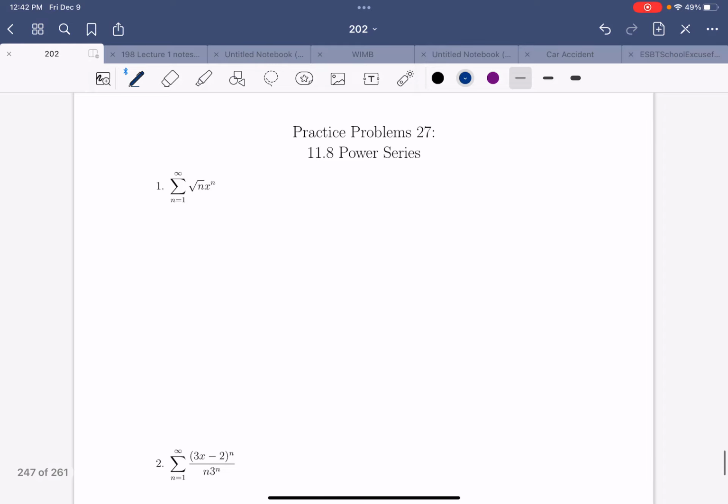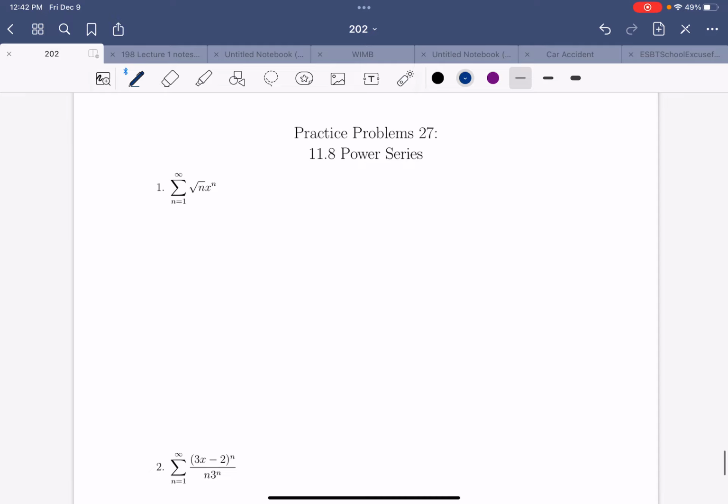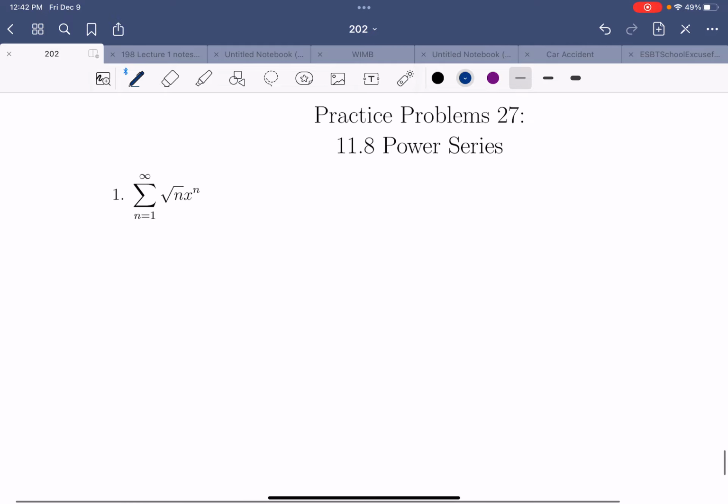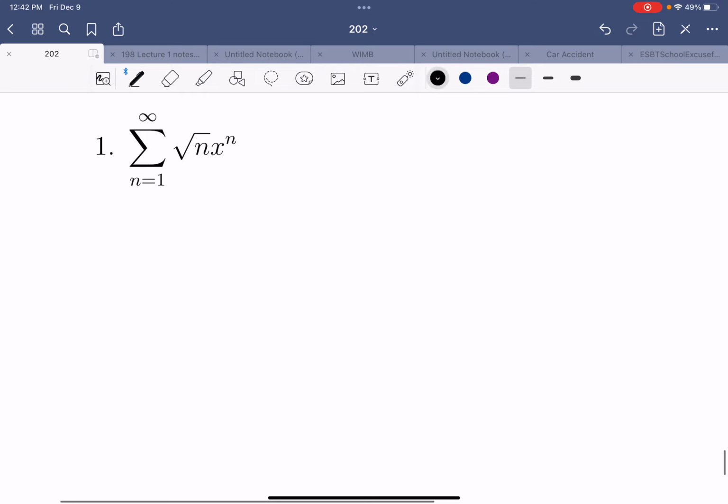Hi all, I wanted to record the solutions to the practice problems from section 11.8. And so we have two practice problems that we're working on here. And keep in mind that the instructions in section 11.8 are to find the radius and the interval of convergence. So we do that by taking the ratio test.